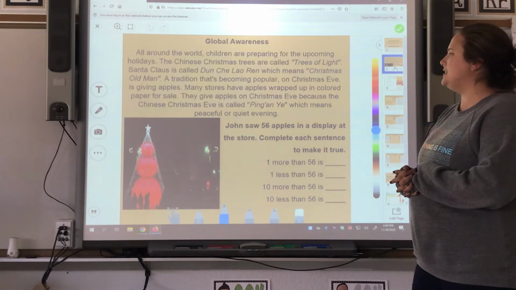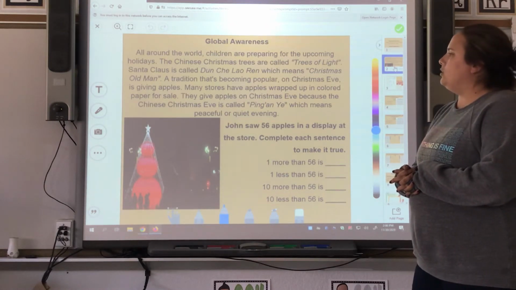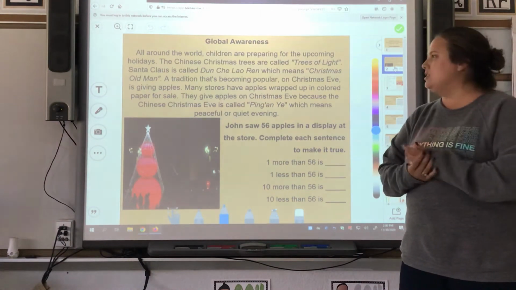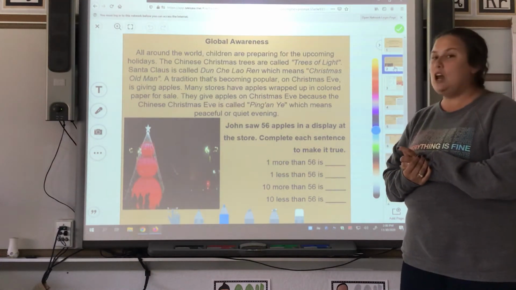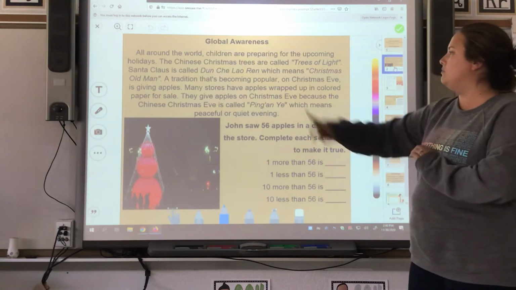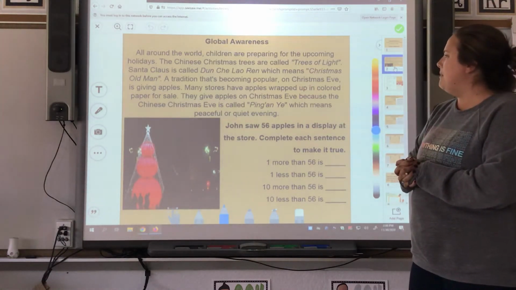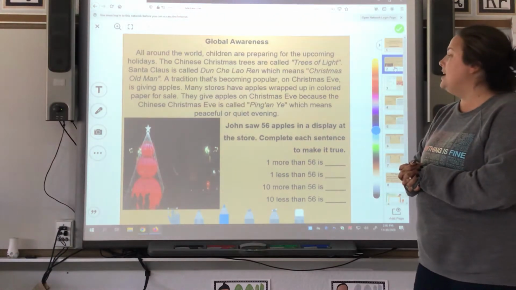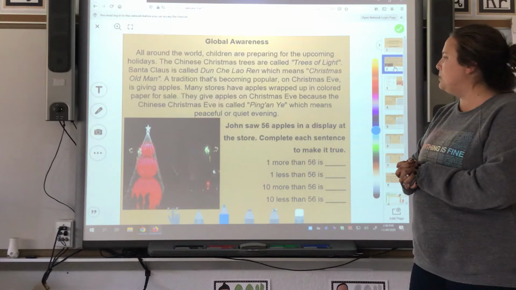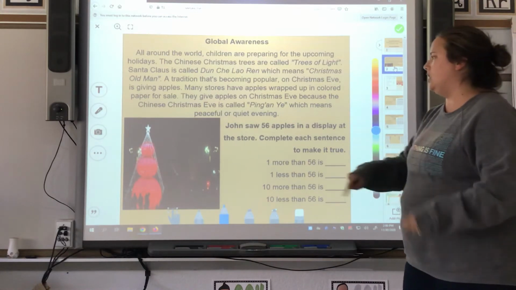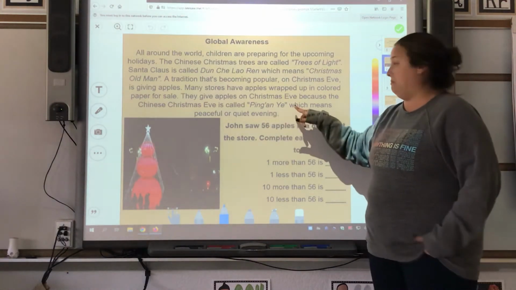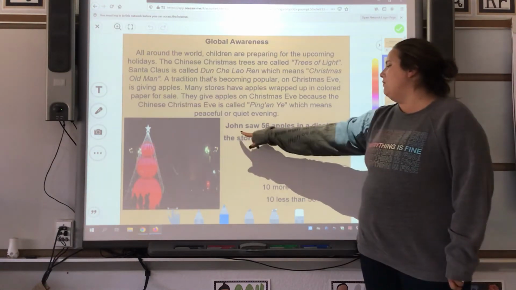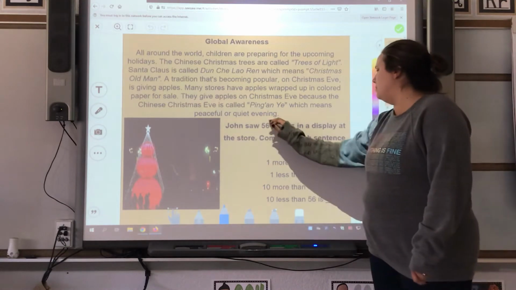A tradition that's becoming popular on Christmas Eve is giving apples. I don't know. Do you guys give apples on Christmas Eve? I don't, but it's honestly not a bad idea, and that's what they're doing in China. Many stores have apples wrapped up in colored paper for sale. They give apples on Christmas Eve because the Chinese Christmas Eve is called Ping An Yi, which means peaceful or quiet evening. So we have right here, John has 56 apples.